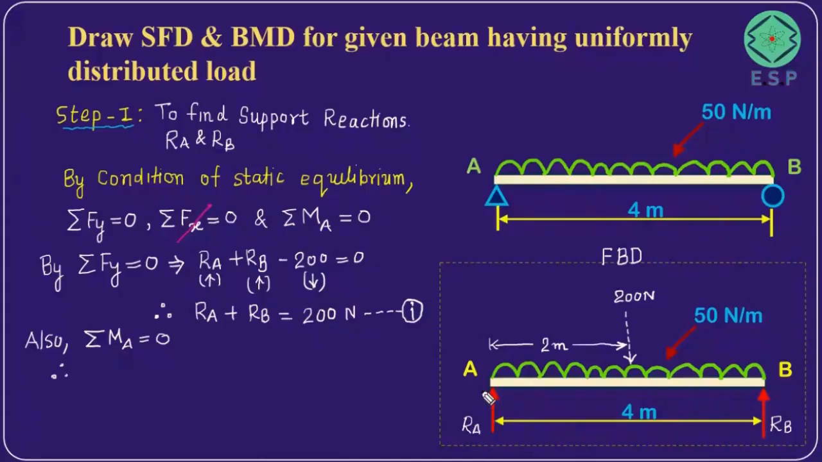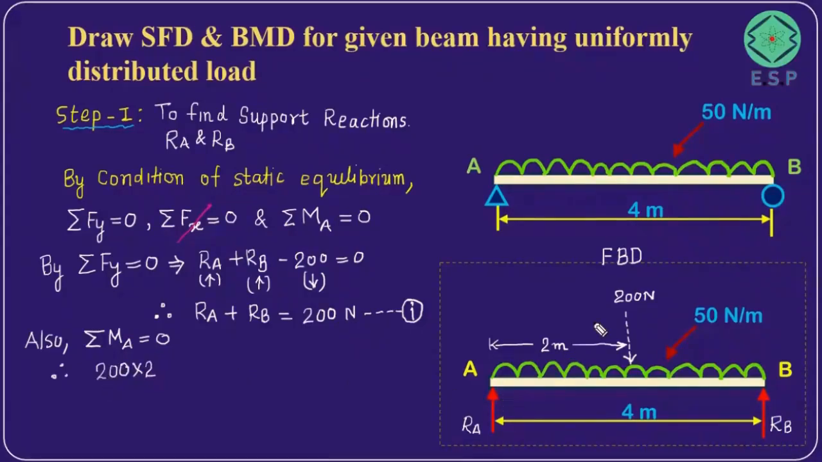So the moment caused by this RA is going to be 0 because distance of this particular force from point A is going to be 0. So that I will not take. The second force is this, which is equivalent point load of this uniformly distributed loading. So this is 200 newtons into a distance 2 meter from point A. So 200 into 2. So I'm going to write 200 into 2.